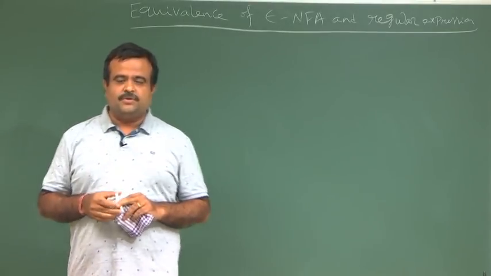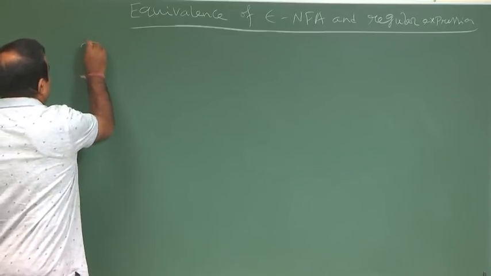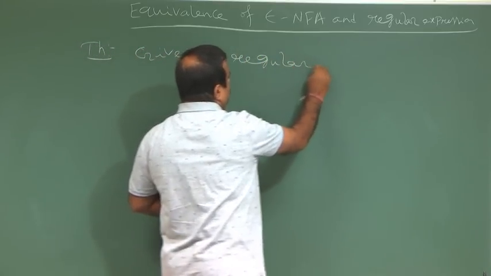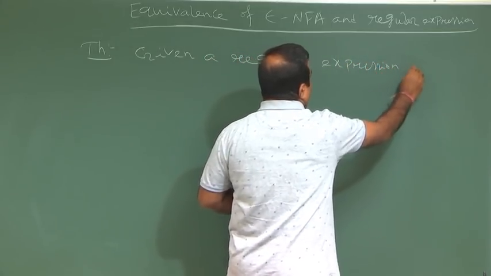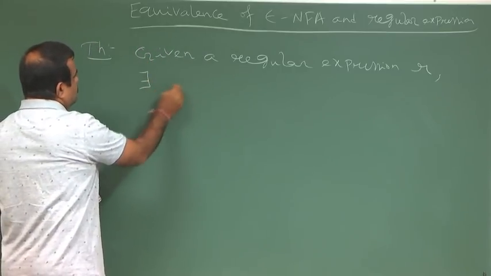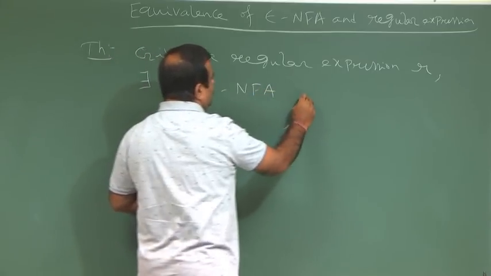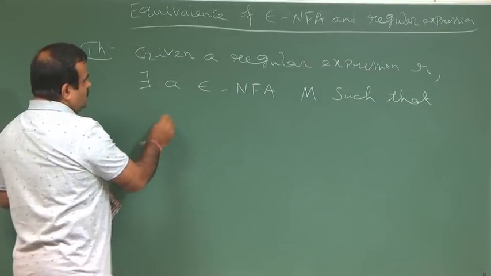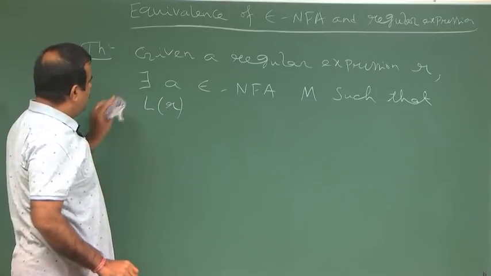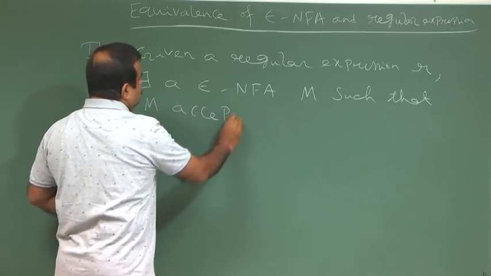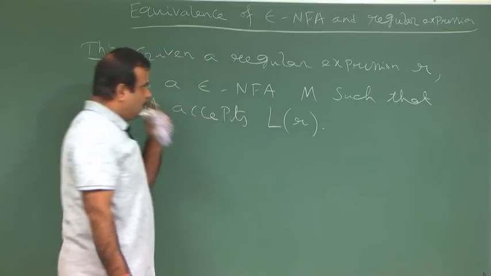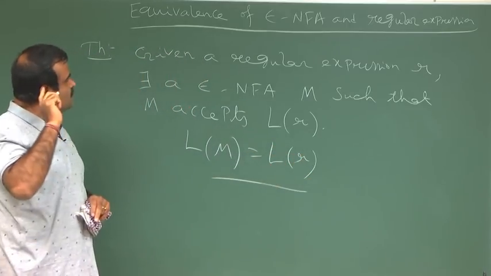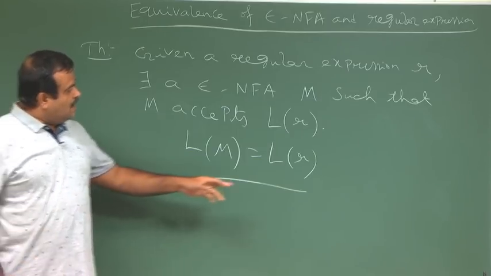Okay, so we are talking about the equivalence between the ε-NFA and the regular expression. Last class we gave the statement of the theorem: given a regular expression R, there exists an ε-NFA M such that the language of M is the same as the language of R. This theorem we are going to prove by induction on the number of operators in R.